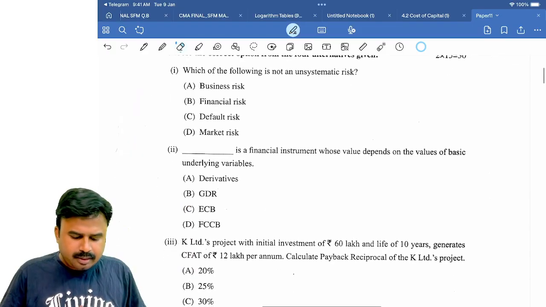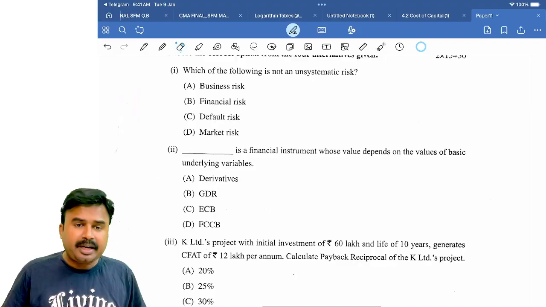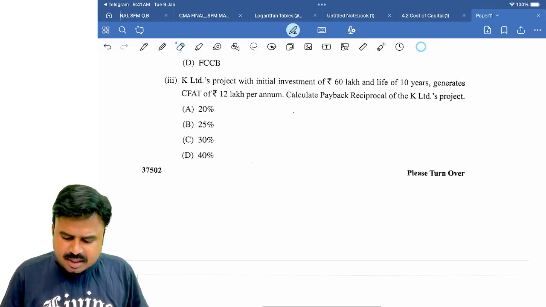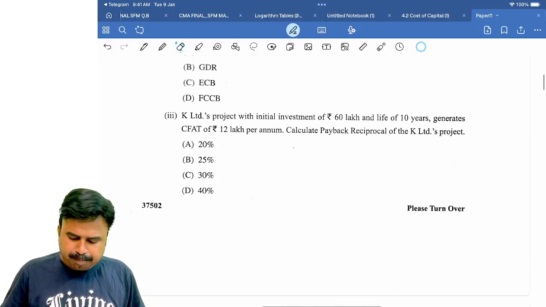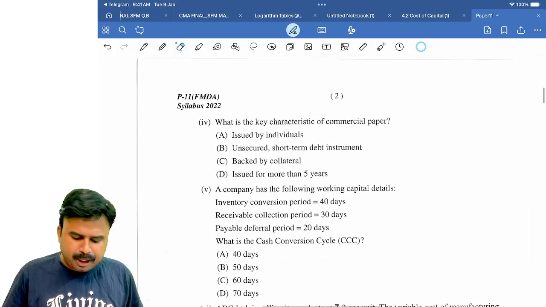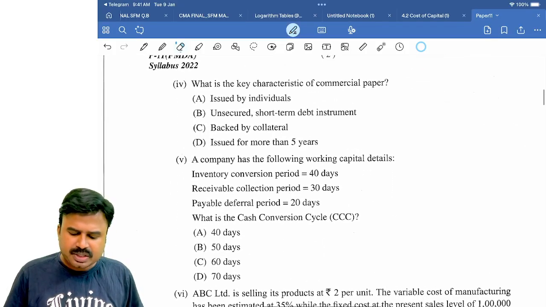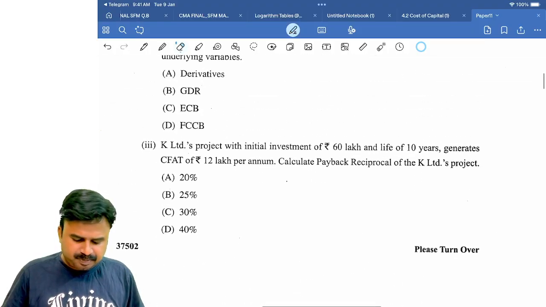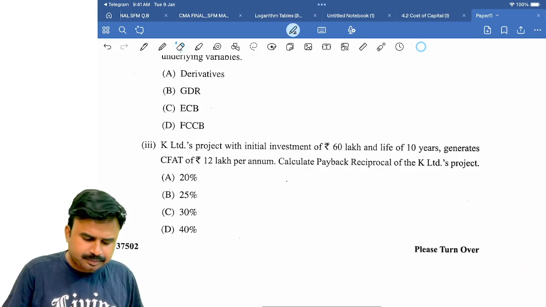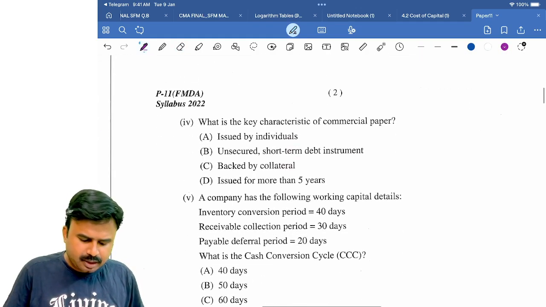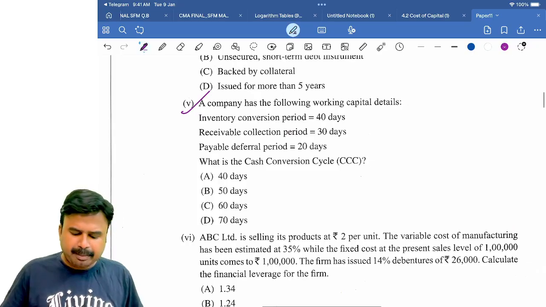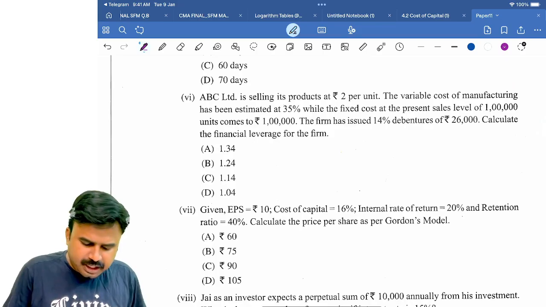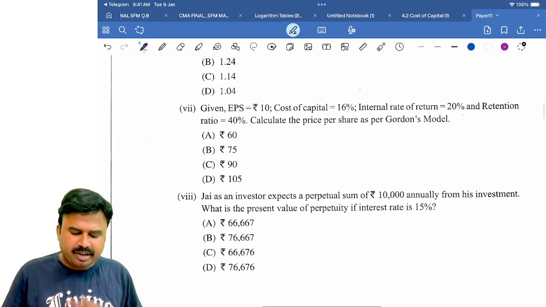See, the first two questions are related to theory. Now look at the third question. This is related to capital budgeting, a payback reciprocal question, a simple question. The fourth question is characteristics of commercial paper. The fifth question is related to working capital management. Definitely you can handle the third question, a very easy question. The fourth one you can answer. The fifth one, working capital management, is a cash conversion cycle question. And the next one, financial leverage computation, is a simple question.